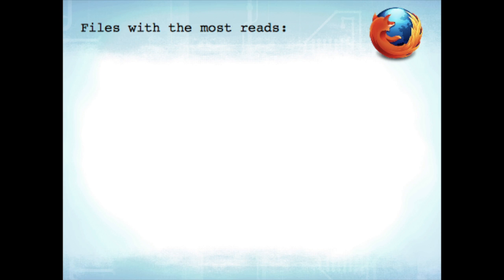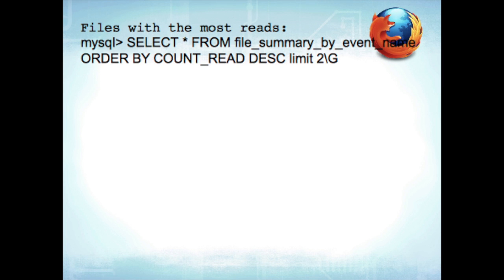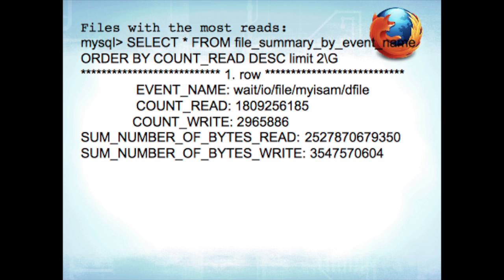Maybe. What about the files with the most reads? Same thing, except you order by count read descending, not count write descending. So the MyISAM file, again, I'm not using MyISAM, so I'm not sure why it's doing that. Probably because every time it looks at permissions, it looks at the MySQL database, which uses MyISAM.